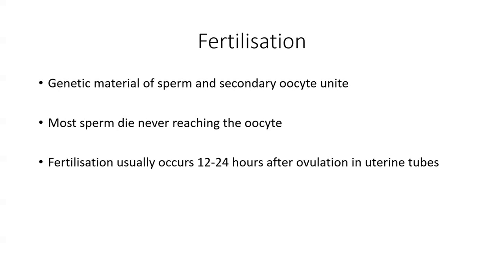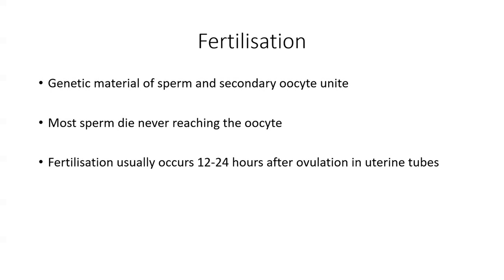Fertilization normally occurs in the uterine tube within 12 to 24 hours after ovulation, but sperm can remain viable for about 48 hours after deposition into the female reproductive tract, although a secondary oocyte is only viable for about 24 hours after ovulation. So you really need to get the timing right to actually produce a baby.